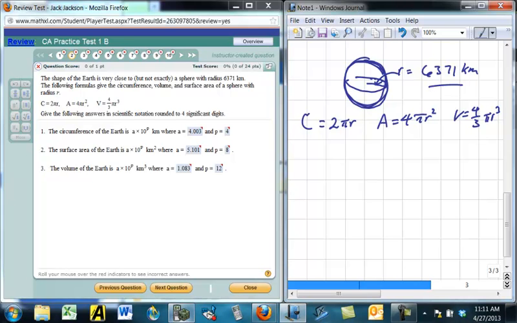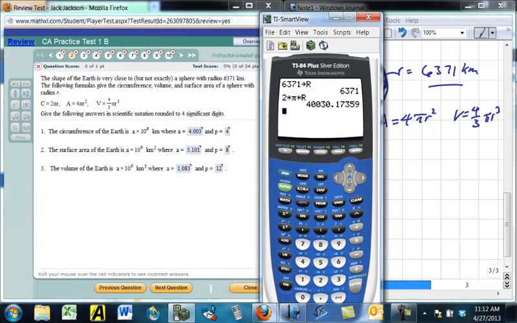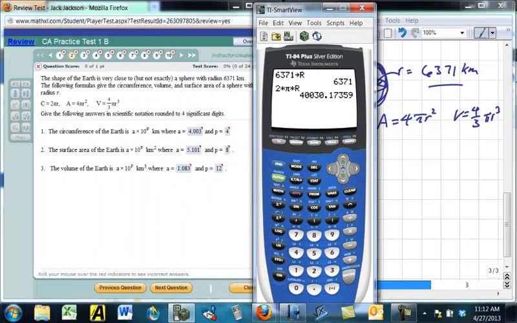So they gave us those formulas, and now we want to just plug in this for r. So let me just show you an easy way to do this on the calculator. Take 6371, store it as r, and now just do the formula as it says. 2 times pi times alpha r. In fact, the times are actually optional. So there is the number. If we want to put it in scientific notation, we move the decimal 1, 2, 3, 4 places. So it's 4.003 times 10 to the 4th power. So the power is 4th power.